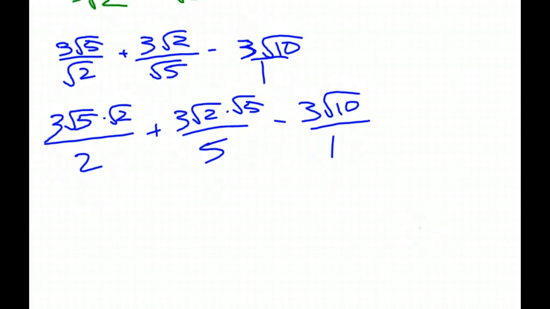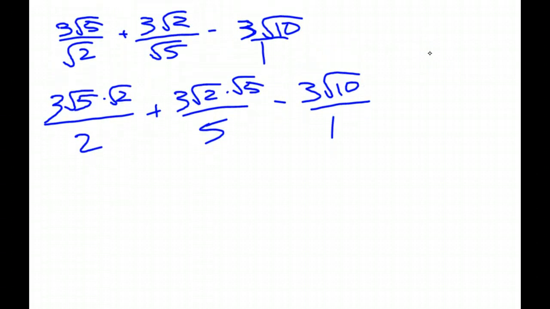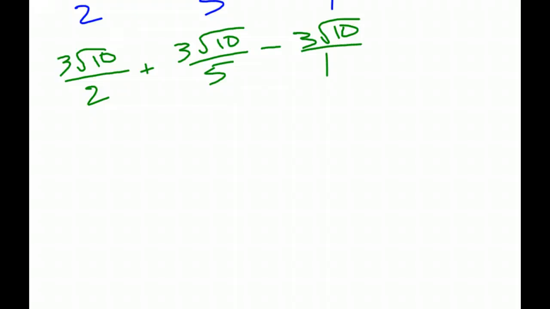All right, so I kind of skipped a step there, but not really. I just took the square root signs off of here and multiplied the top by that. So I get 3 square root of 10 over 2 plus 3 square root of 10 over 5 minus 3 square root of 10 over 1. Whoa. Find common denominators. 10. All right, my common denominators are 10.